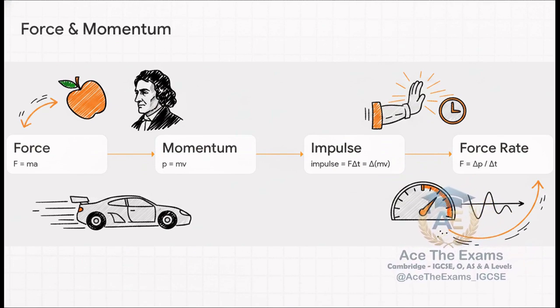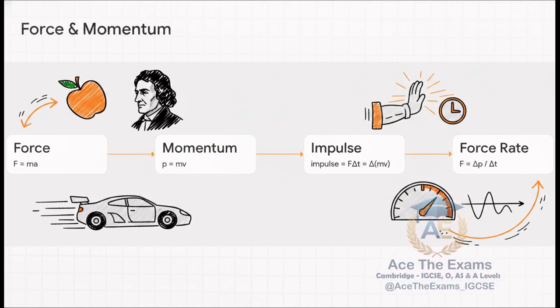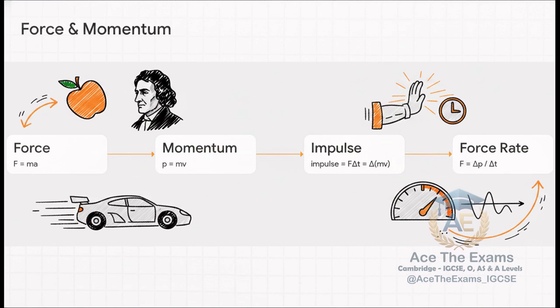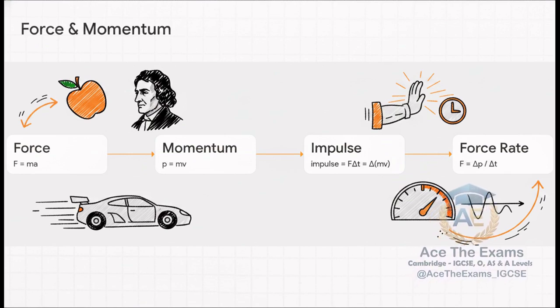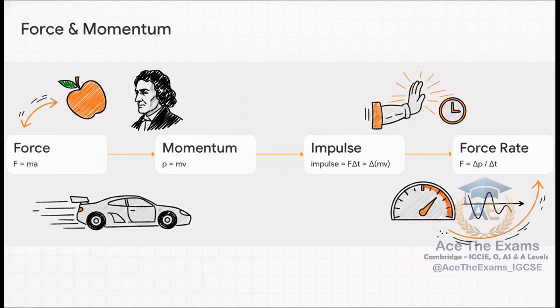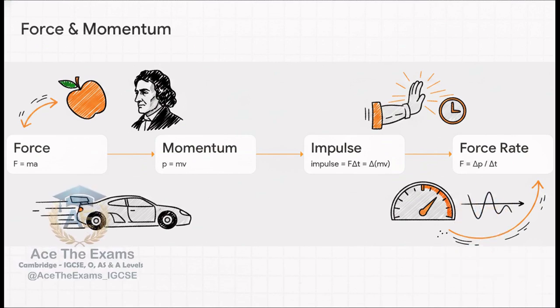To extract top marks here, we deploy the PEEL framework. Point, evidence, explanation, link. Top-tier students structure their answers by first making their point, then providing these exact formulas as evidence, explaining the physical relationship, and linking it back to the specific exam question. If a question asks why a car crash is lethal, your evidence is force equals the change in momentum over time. Your explanation is that a shorter collision time drastically increases the force. Do you see how that works?